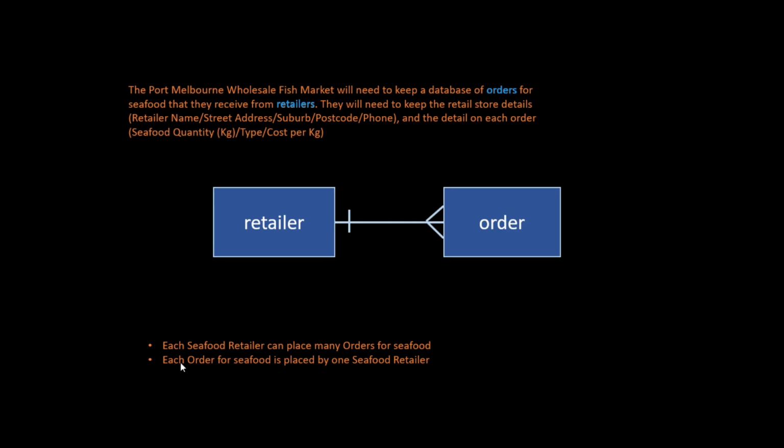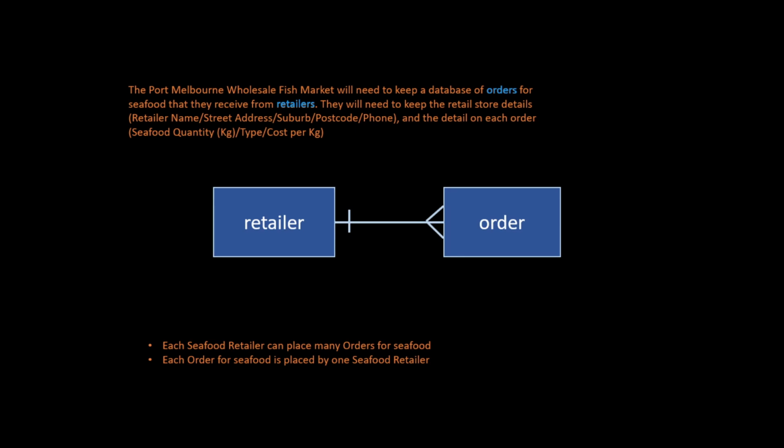Now, don't get tricked by the exam question, because the second portion says each order of seafood is placed by one retailer. Remember from our last week example, we ignore the many, and so we're reading backwards. We're saying each order can belong to one retailer. So it's not a one-to-one, this is just reinforcing the one-to-many. Each retailer can have many orders, but each order can only belong to one retailer.